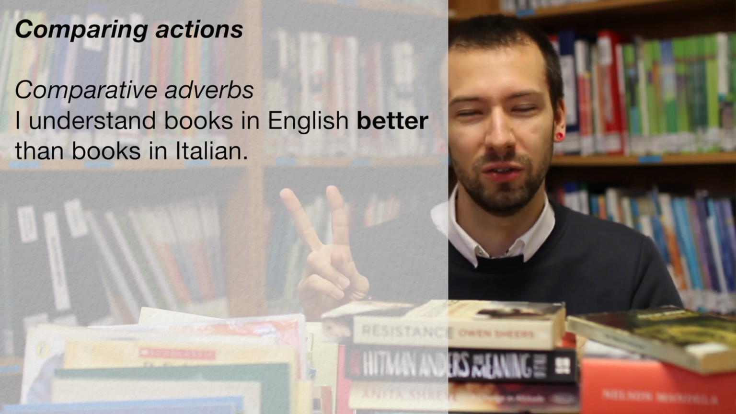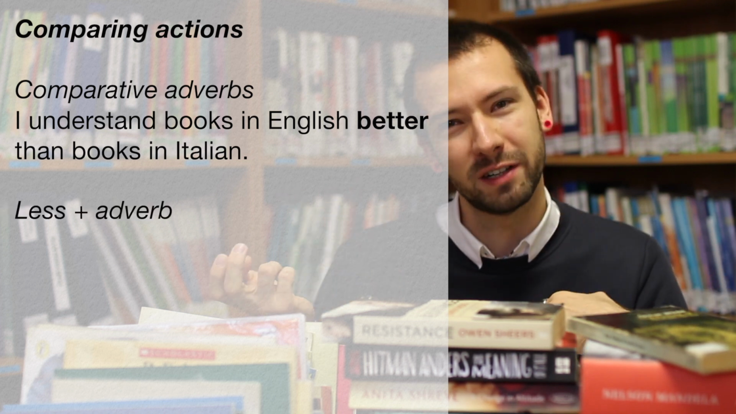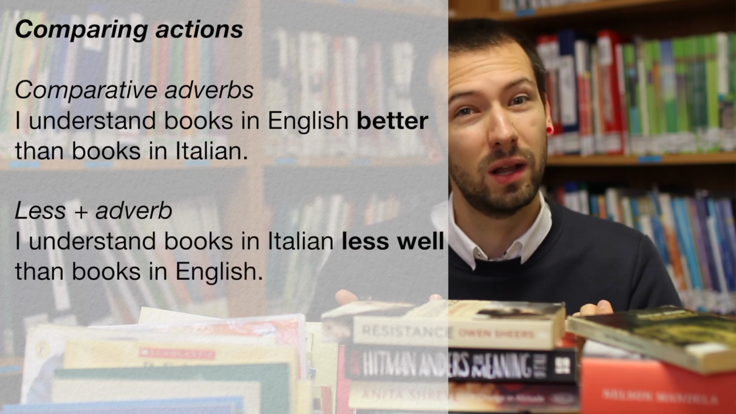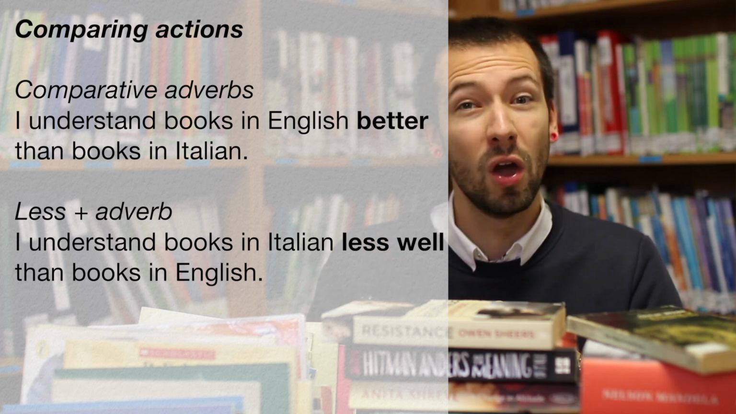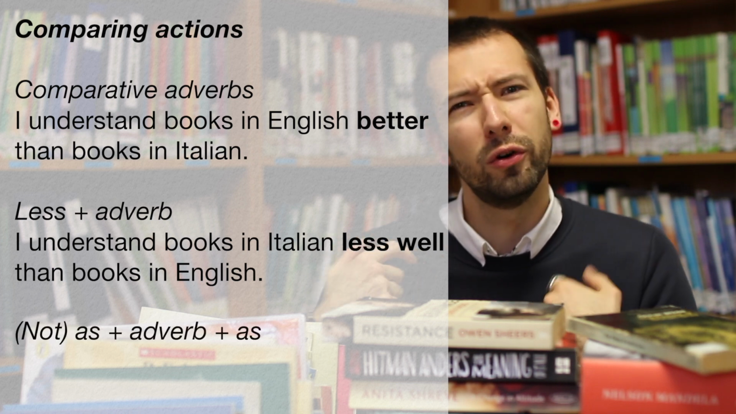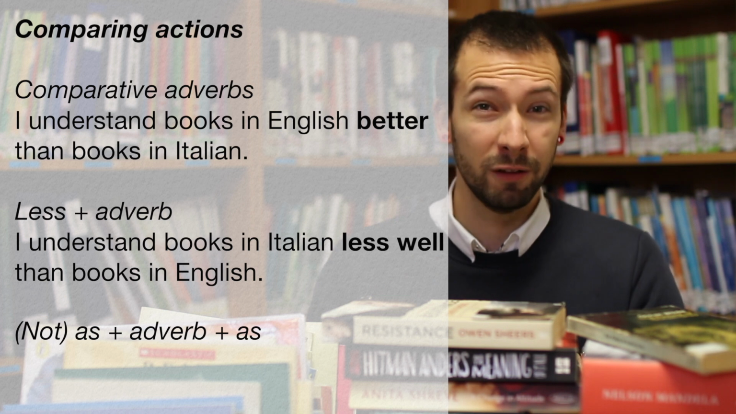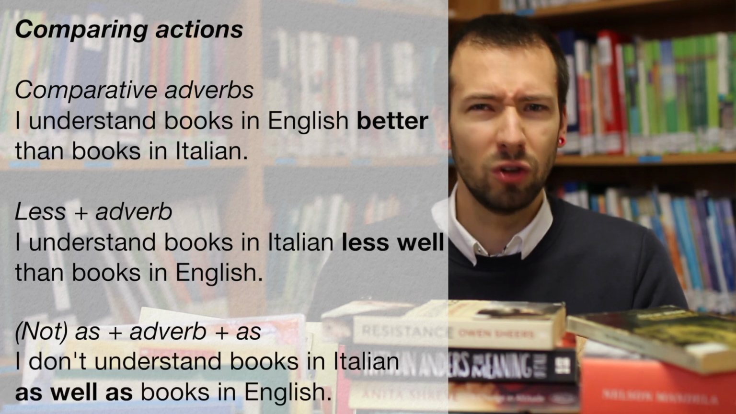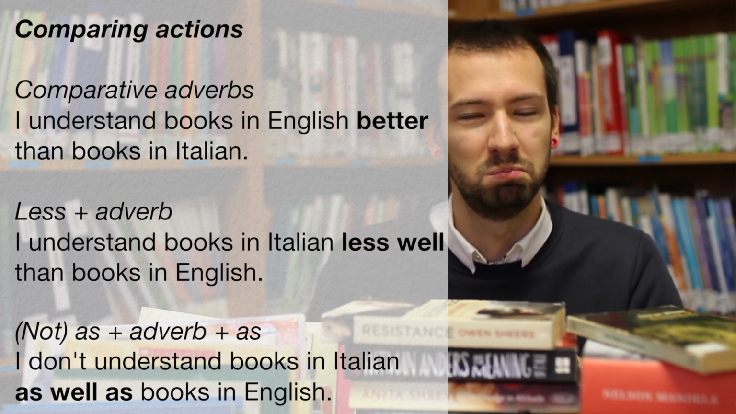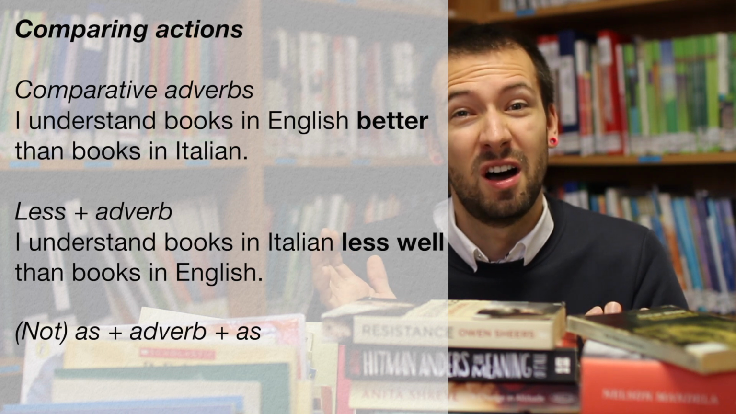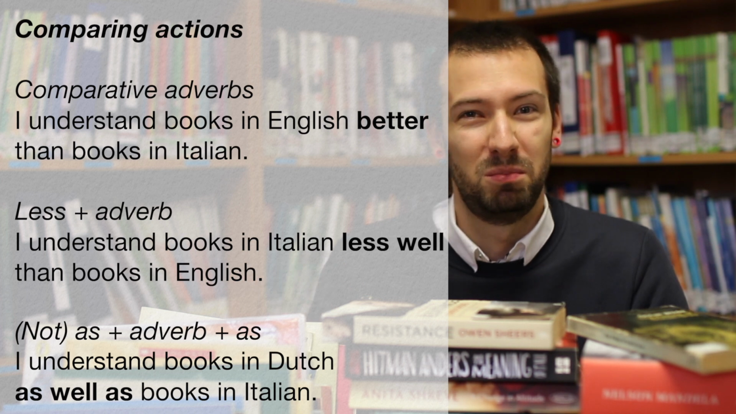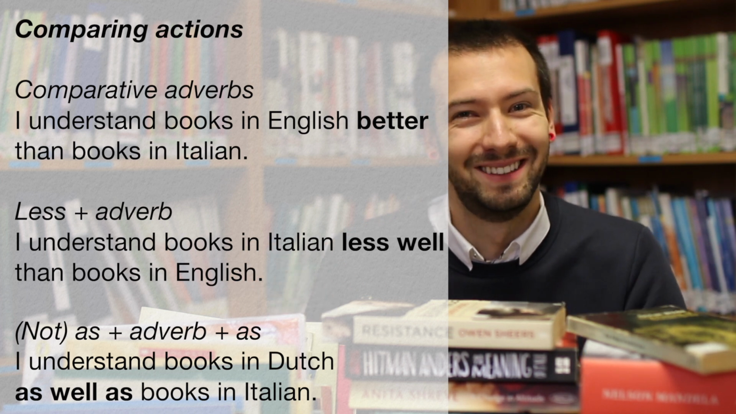Or, second way to do it is to use the word less and the adverb. For example, I understand books in Italian less well than in English. Or the third way is to use the expression as adverb as or not as adverb as. For example, I don't understand books in Italian as well as in English. Or I understand books in Dutch as well as in Italian, because I don't speak Dutch either.